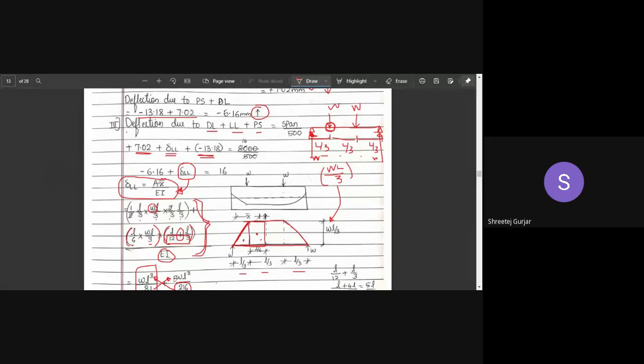Have you understood, guys? No problem. Sanju, are you there? Ranganath? Yes, sir. Okay. Please do not lose your focus. Please concentrate on the numerical.